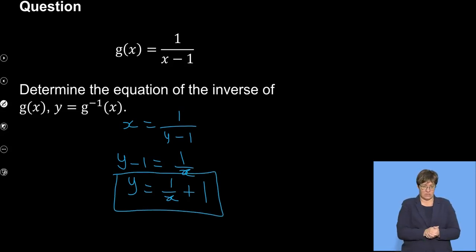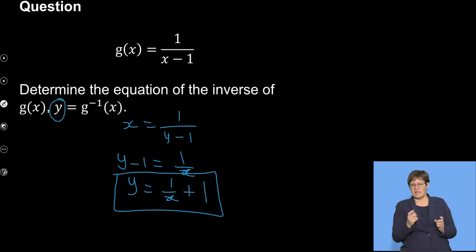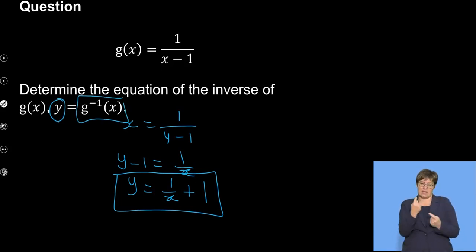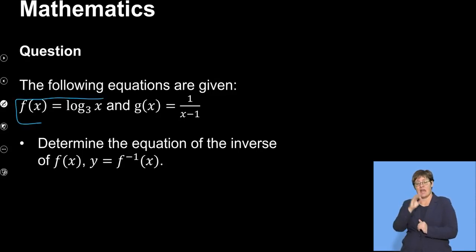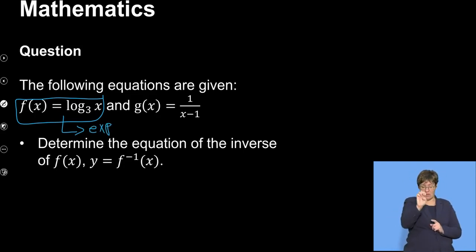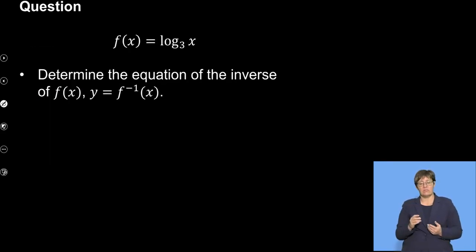And let's just quickly see, they did not specify which form, and they just said y is equal. So you can leave it as y equals, or you can leave it as g to the minus 1 of x is equal to. And then determine the equation of the inverse now of f. f is a log, right? Just remember, if it's a log, it means the inverse will be the exponential graph, right? So to do that, still, you interchange the values.